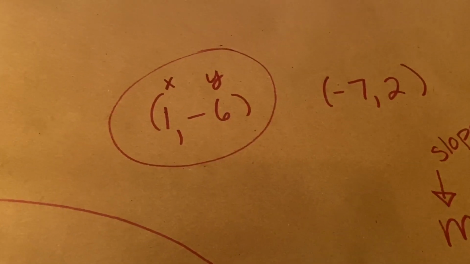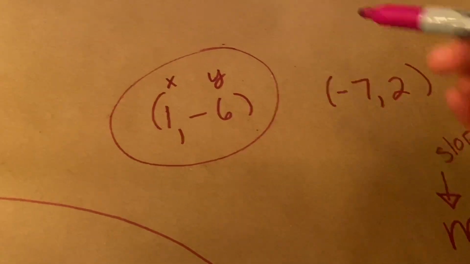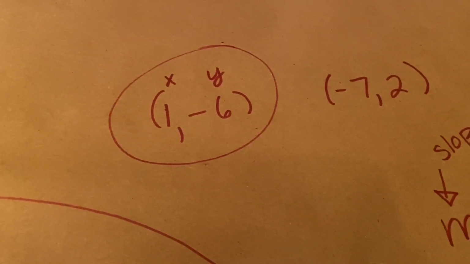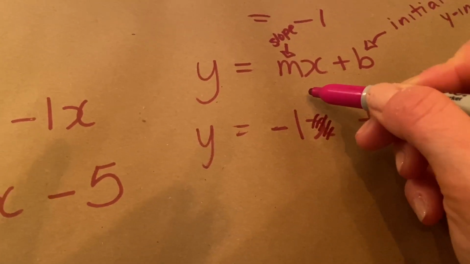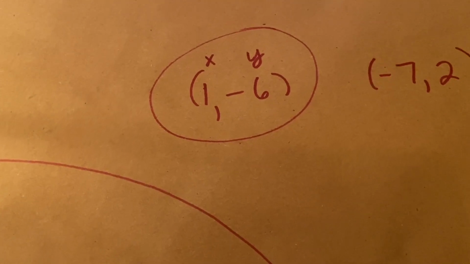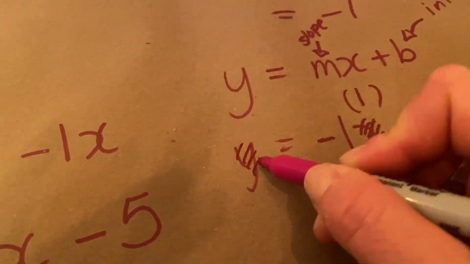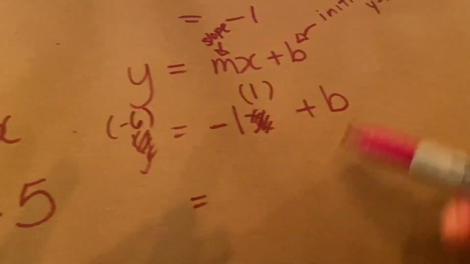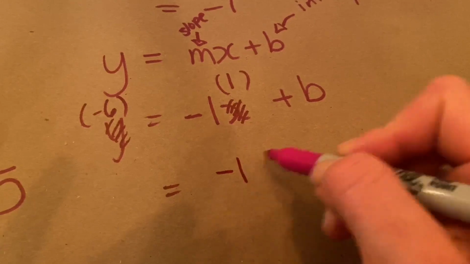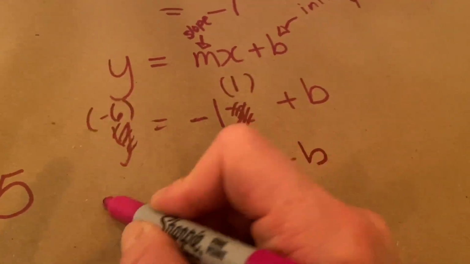So what we're going to do is take that and put it into our equation. So my x, this x right here, we're going to replace with 1. My x is 1. My y is minus 6. So over here, I'm going to cross off this y and put a minus 6. Okay, so we're doing some algebra here. Minus 1 times 1 is minus 1. Minus 6 on this side.